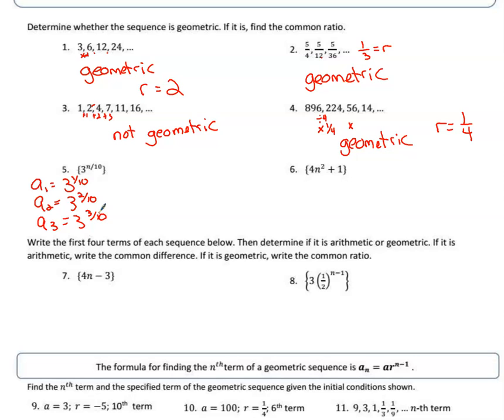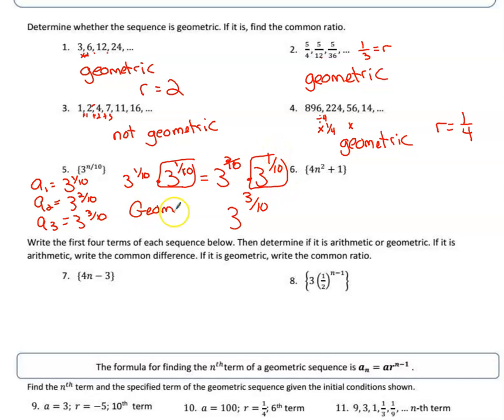So is that geometric? Are we multiplying by the same thing? Well, I asked this question in class, and a lot of people looked at it and went, nope, that's not. We're adding a 1/10 each time. But if you think about that, 3 to the 1/10, if you multiply by something with the same base, the bases stay the same, and you add the exponents. And if I multiply by 3 to the 1/10 again, the bases stay the same, and you add the exponents. So 1/10, 2/10, 3/10. So we multiplied by 3 to the 1/10 each time. So yes, it is geometric. And the amount we multiplied by is 3 to the 1/10.